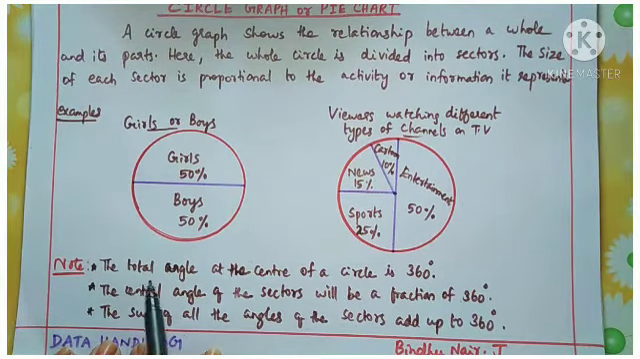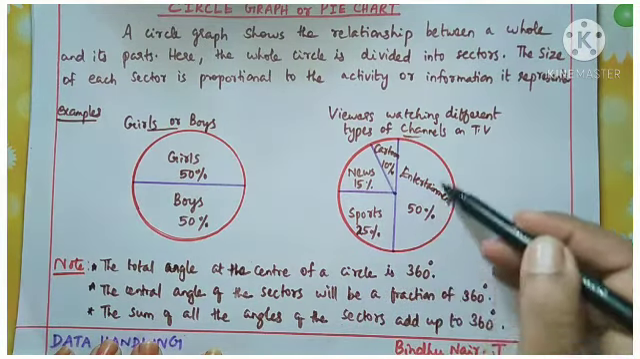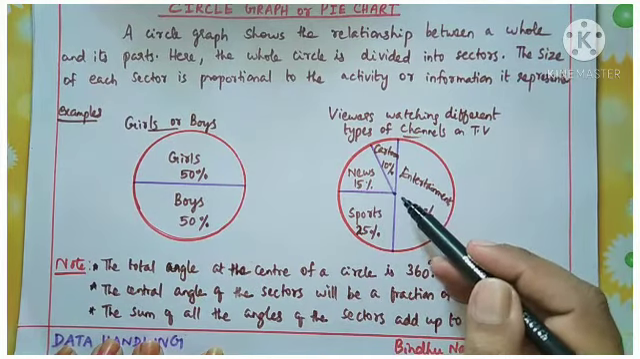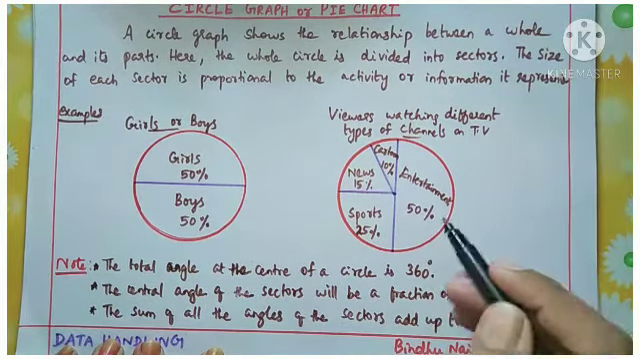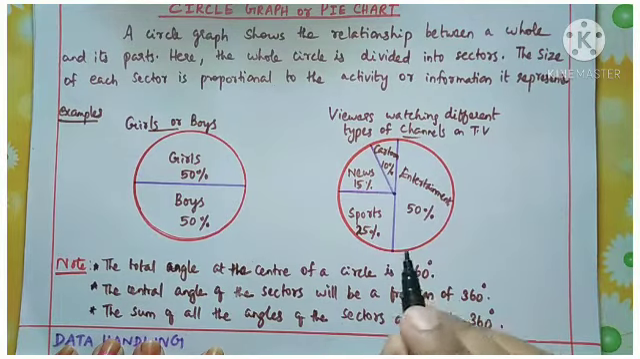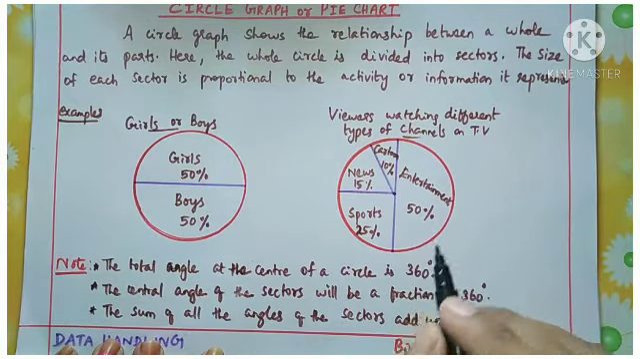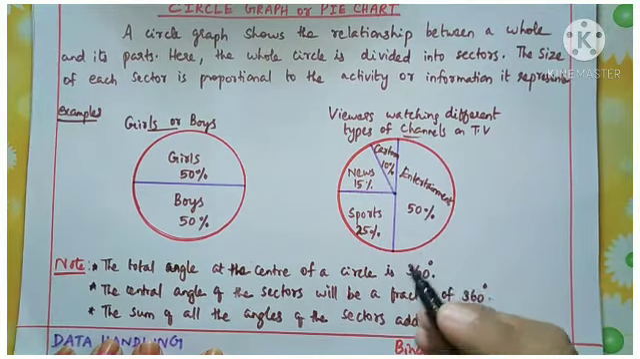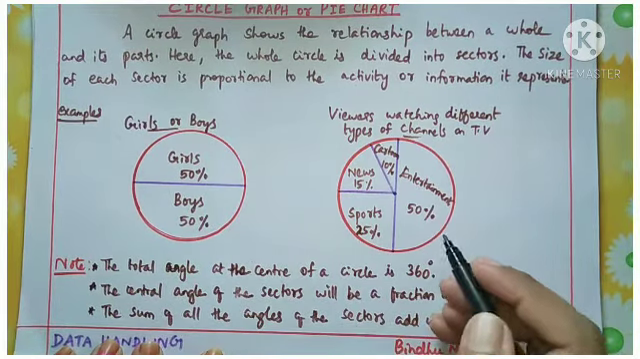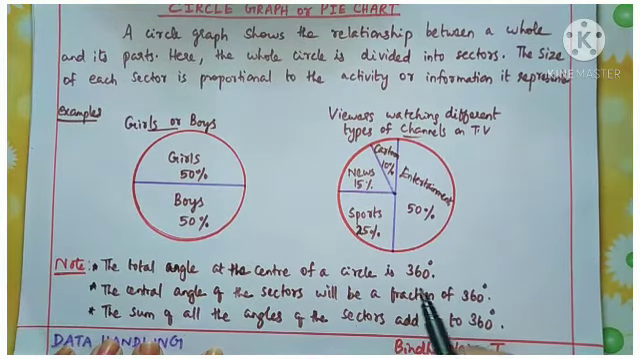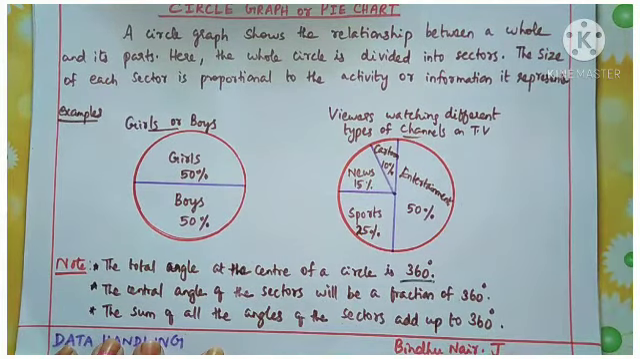That is, the total angle at the center of a circle is 360 degrees. Whenever you construct a pie chart, we need to know the angles. Then only we can construct the pie chart. For that, the first information is the whole angle, the central angle of a circle is 360 degrees. You may have learned in earlier classes, the central angle of a circle is 360 degrees. So from that central angle only, we are finding all the other angles and constructing the pie chart. So that is the first point. The central angle is 360 degrees.